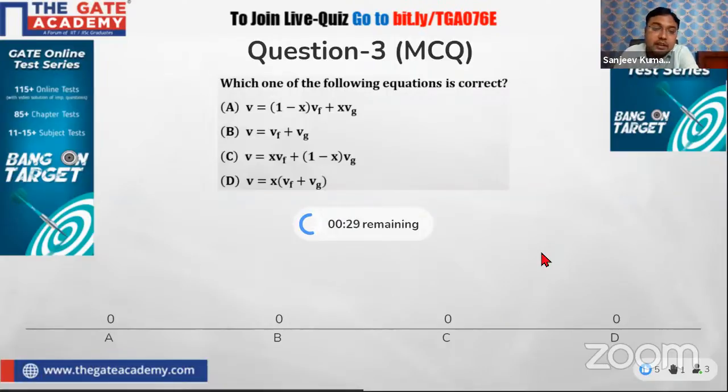X is here the dryness fraction. Vf and Vg are given, and V is your specific volume. What is the correct relation? How can we find the volume at any point when X, the dryness fraction, is given? 10 seconds are remaining. Please mark your answers.